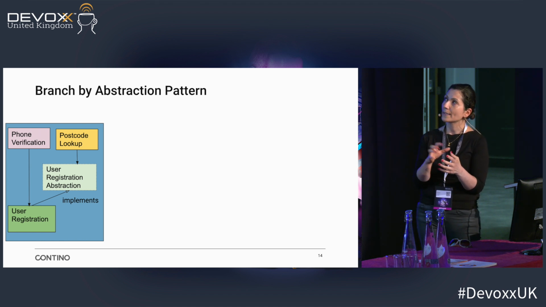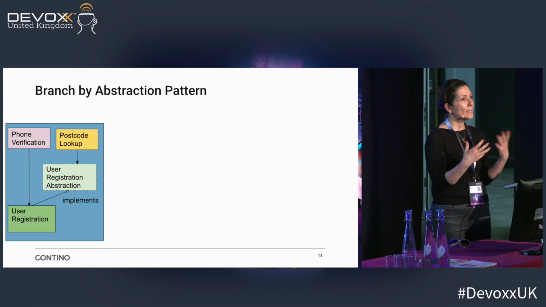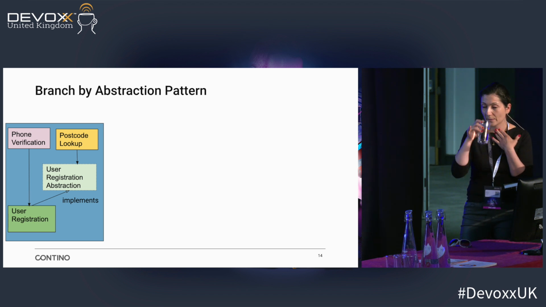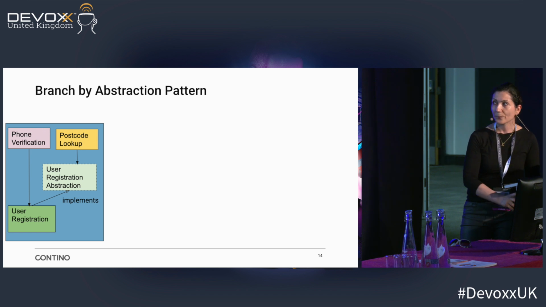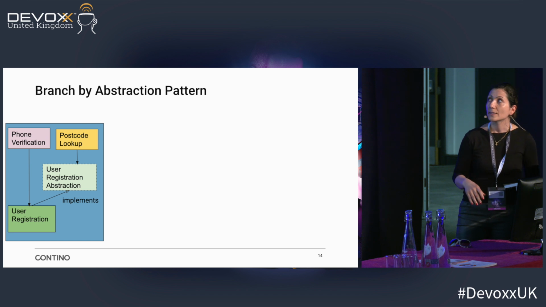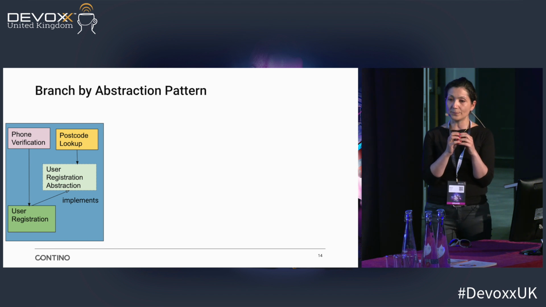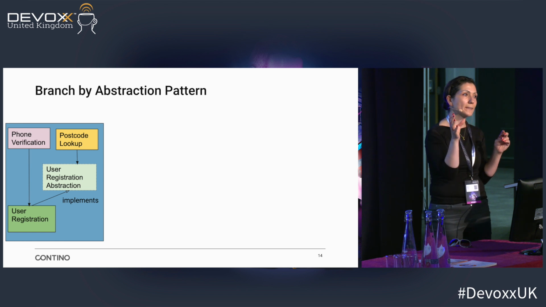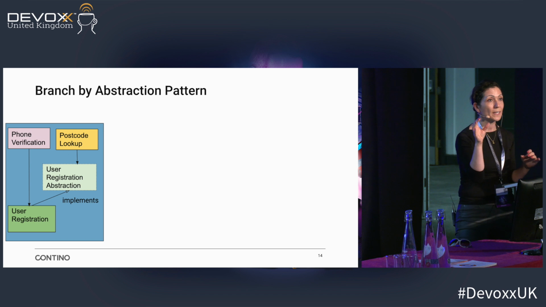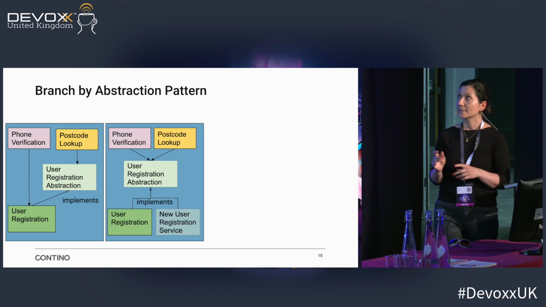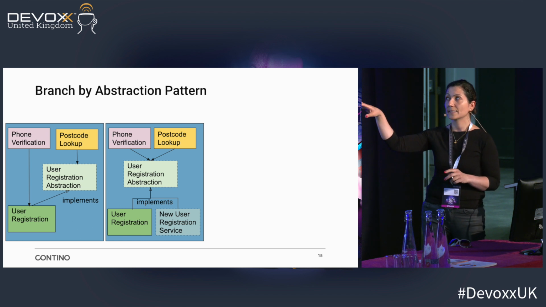This pattern we did evaluate was the branch by abstraction. It's well known as feature toggling as well, in a sense. With the branch by abstraction pattern, in the code base, the user registration API, you do implementation and abstraction of the user registration. So you create another endpoint to be able to call. Postcode lookup in this scenario will just check the user registration abstraction, whereas the old working environment will work as is.